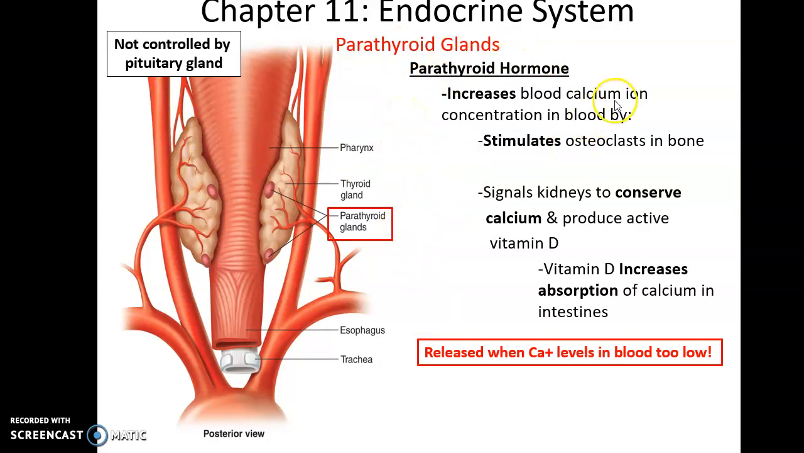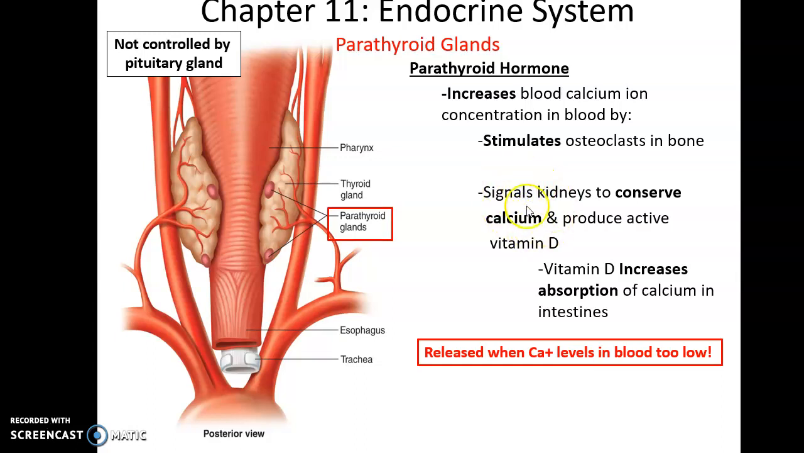That hormone then stimulates the osteoclasts in bone tissue. So the osteoclasts break down more bone tissue, releasing more calcium and phosphate into the bloodstream, and this will increase the blood calcium levels. So stimulating osteoclasts will increase blood calcium levels.